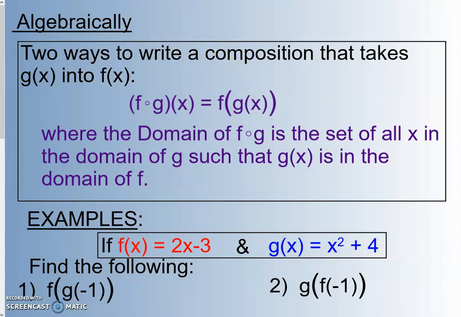So we have really two ways that we can write a composition. Both of these mean the same thing. The open circle, it's not a closed circle, it's not multiplication. The open circle is f composed with g of x. Another way to write that is using these double parentheses, f of g of x.